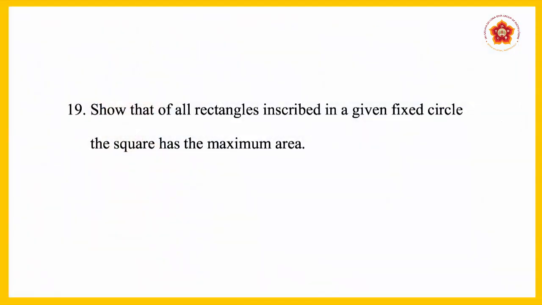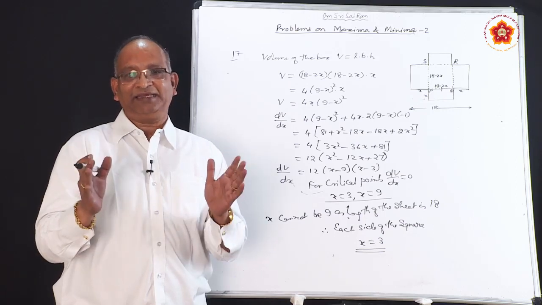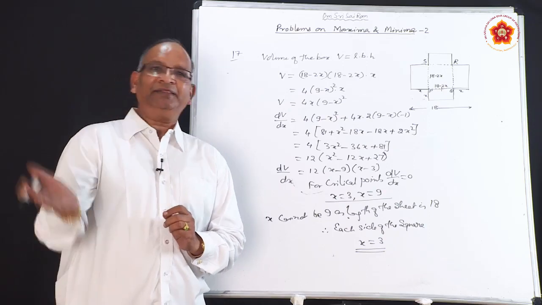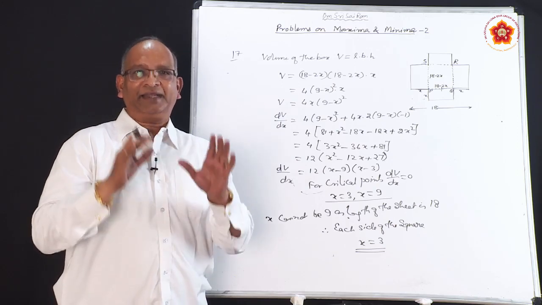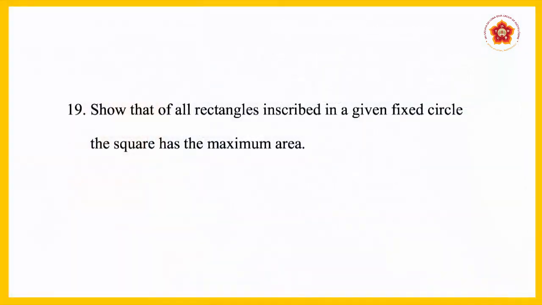With this we will end the session, and the problem says, show that of all rectangles inscribed in a given fixed circle, if the circle is fixed, try to understand the question. Now onwards, when we are taking mensuration and geometry problems, something will be fixed. For example, here he says fixed circle. If the circle is fixed, the radius is a constant. In that you are inserting a rectangle. He says when you insert a rectangle, the rectangle will be of maximum area if it is a square. That is what we have to prove. So let us take up this very interesting problem.